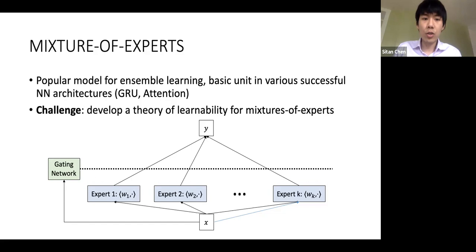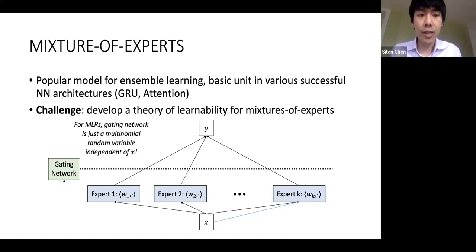And in addition, a mixture of experts has a gating network. This gating network can be thought of as some kind of random variable, potentially depending on the input x, which picks out one of the experts' responses and takes that to be the output for y. So typically in these applications, the point of having multiple experts and this gating network is so that for different parts of the domain, the gating network will select out the expert which performs best on that part of the domain. But it turns out that even for gating networks which are oblivious to x, this is already a very challenging question from the learning theoretic standpoint.